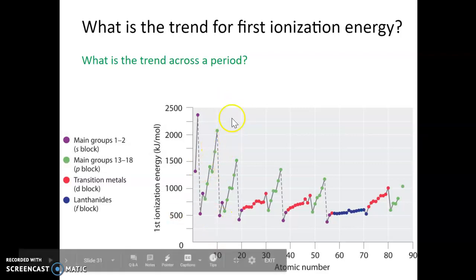But the overall theme, right, is that it's increasing. Even though there's some little hiccups in the middle of the period, it's increasing.